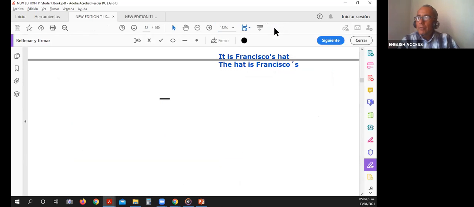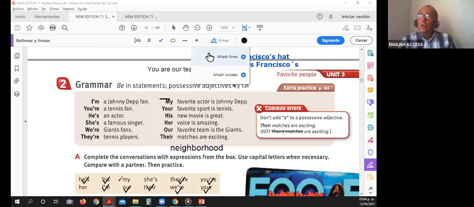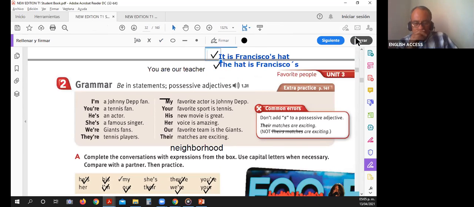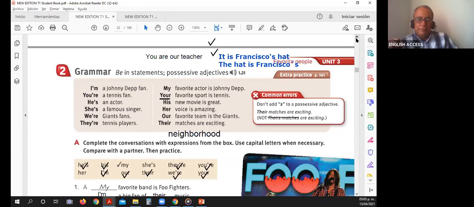¿Sí, mi querida Fátima? Tanto it is Francisco's hat como the hat is Francisco's. These two ways are correct. Estas dos formas son correctas.